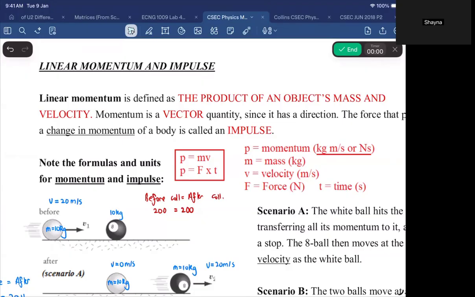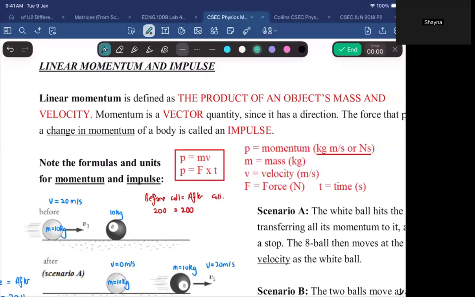I believe they made a mistake. They're not supposed to be the same symbol. Let me just verify that. Yeah, they made a mistake. So it's not F times t because we learned momentum equals mass times velocity, and then impulse equals force times time. No, I'm not saying that this is wrong. This is correct, force by time. But the symbol is J. J is the symbol for impulse. That's what I'm seeing here.